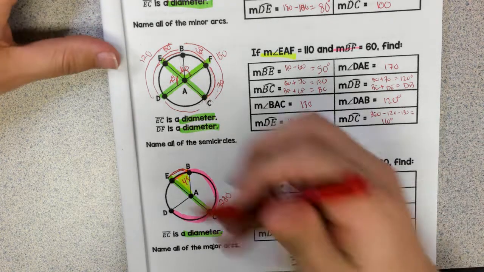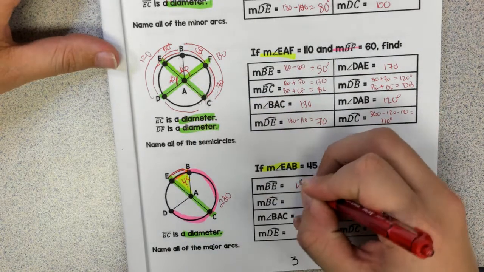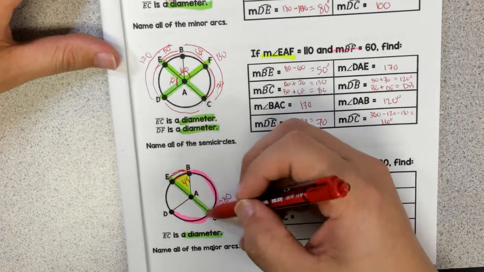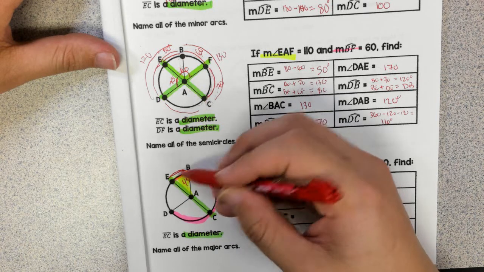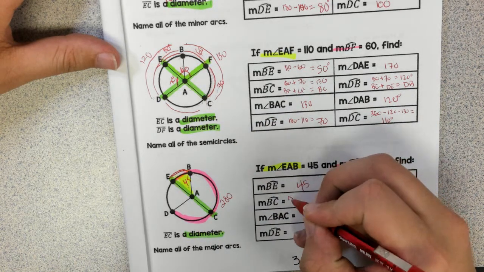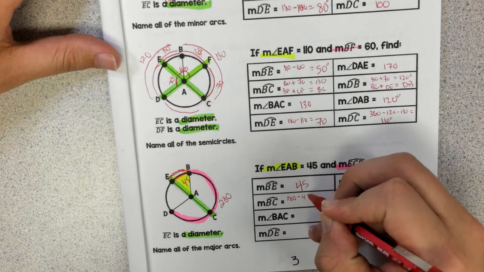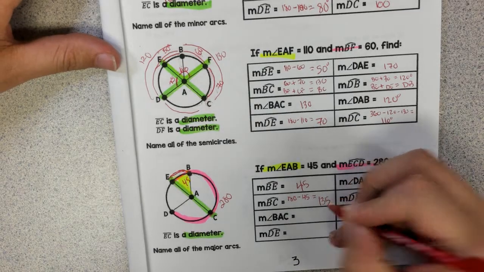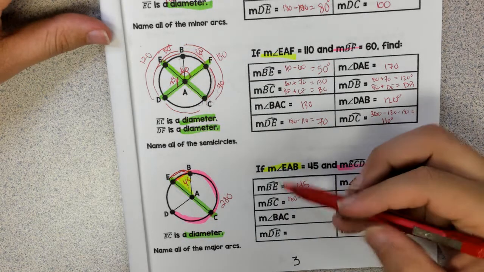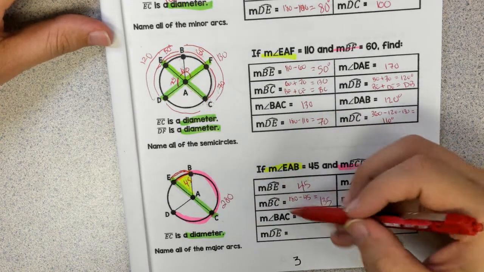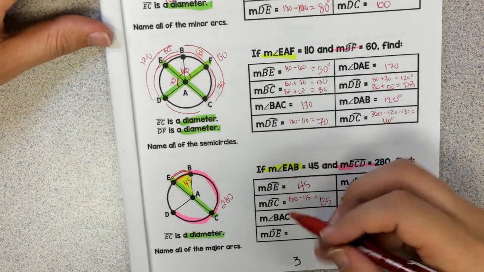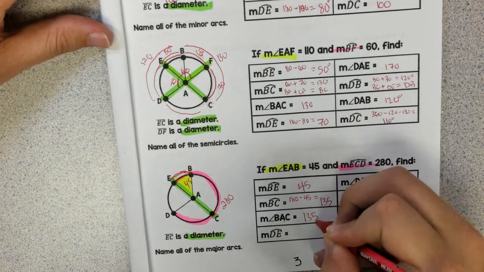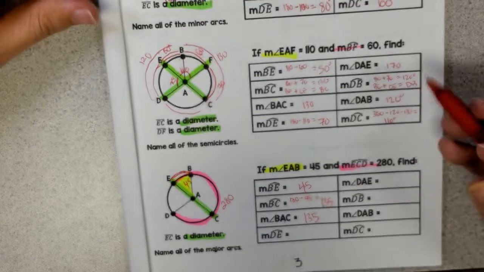So the measure of BE is going to be the same that we had, so we have 45. The measure of BC is going to be our diameter part, which is a semicircle, so we're going to have 180 minus the 45, and thus end up with 135 as our arc for BC, which means that BAC is going to be the same as our arc BC because the central angle and the arc are the same. So this is also 135 degrees.